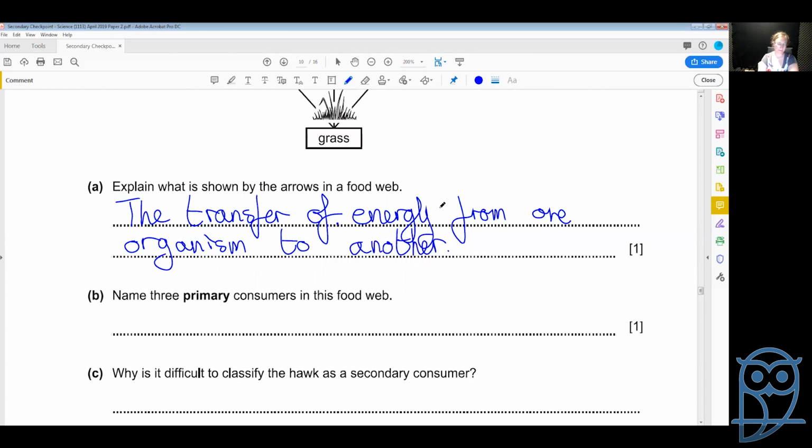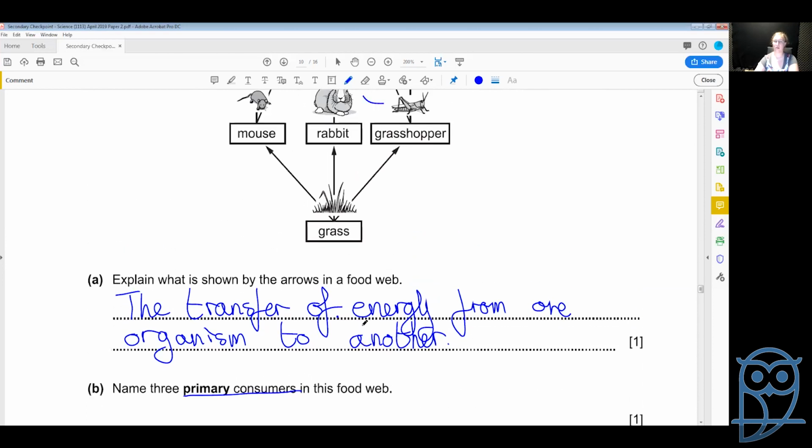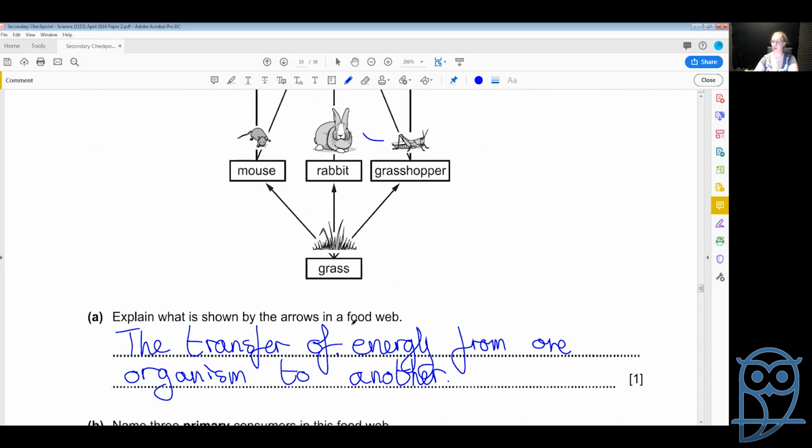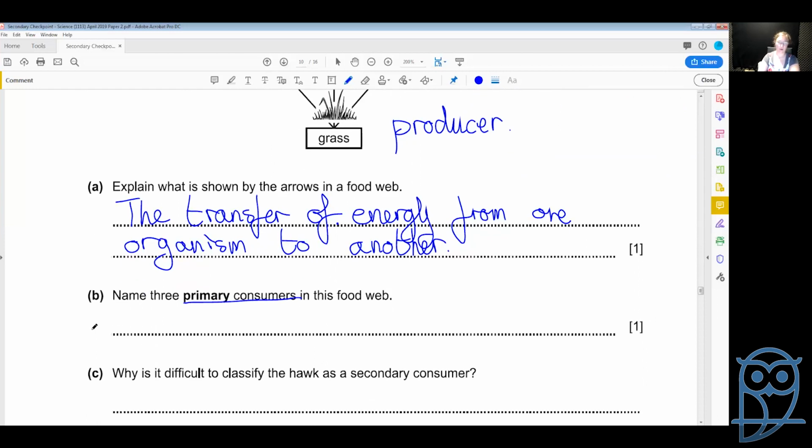Okay. Name 3 primary consumers in this food web. So primary consumers are the things that are eating the plants. The plants, so in this case grass, they're the producers. So these that eat the grass, they are the primary consumers. So here we can name mouse, rabbit, and grasshopper.